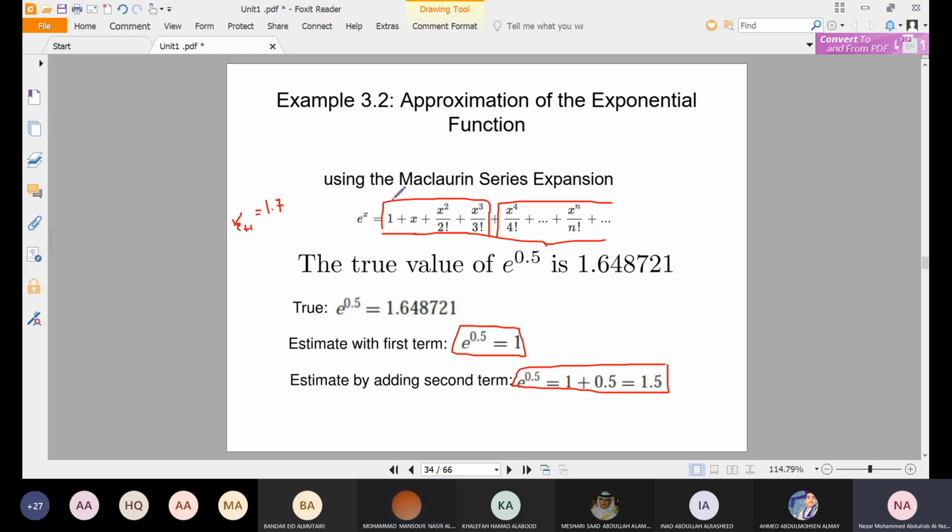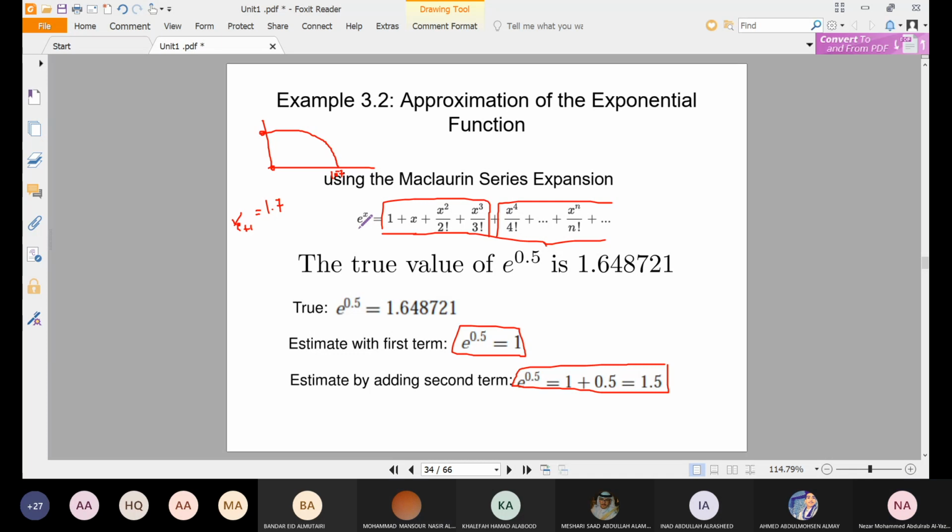This is the Maclaurin series for exponential. I will give you this equation in the exam, okay? This series that you have. And in Maclaurin series, you start from 0. For example, x equals 0 at this point, for example the figure is here. So x equals 0, and you want to estimate the value, the shape of the figure at 1.7.